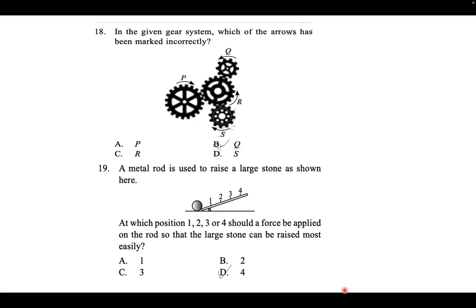P turns clockwise, R should be turning anti-clockwise, and when R turns anti-clockwise, Q and S should both be turning clockwise. But here Q is marked incorrectly, as it is marked to be turning anti-clockwise. Here force should be applied at point 4 so that the large stone can be raised easily.